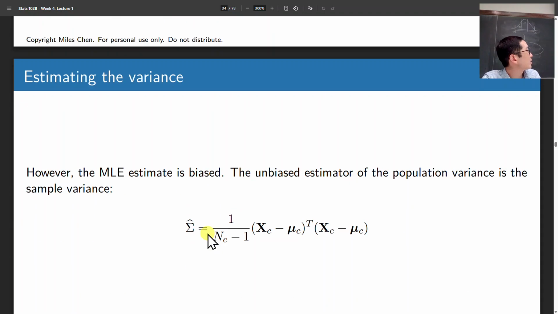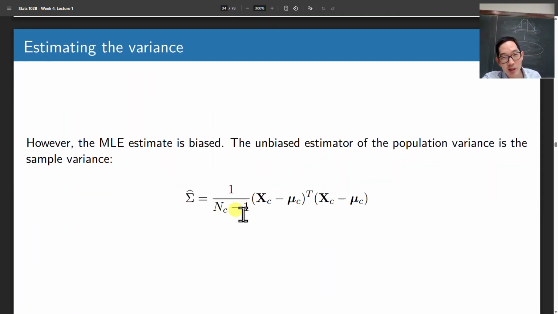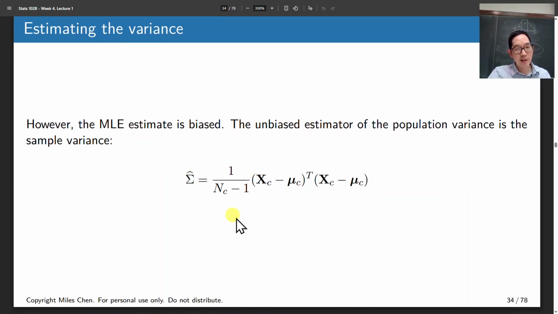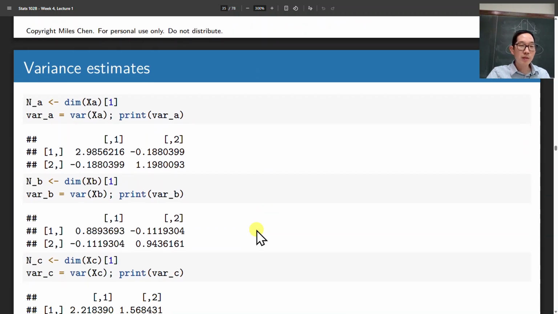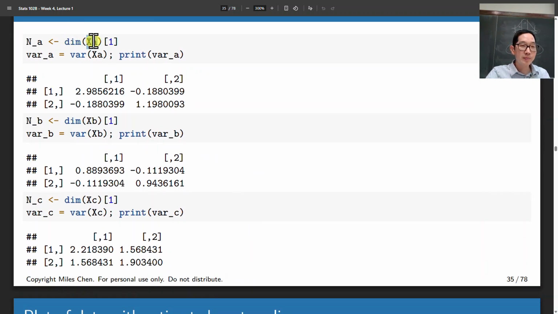But these will be biased, and so we do divide by n minus 1. This is what would happen if you ask the computer to calculate the variance of this matrix, 30 rows, 2 columns. This is the estimate it gives you. So that's all we have to do. We take our 30 observations in XA, so this is 30 rows, 2 columns, and we can just say, hey, what's the variance of this thing? And we get a 2x2 matrix.